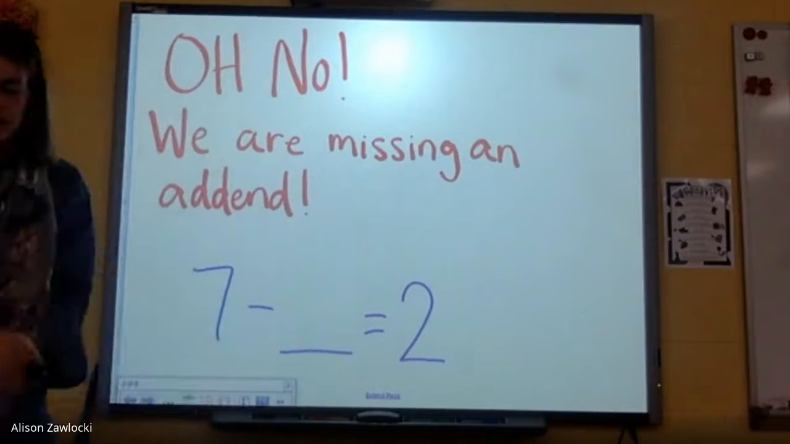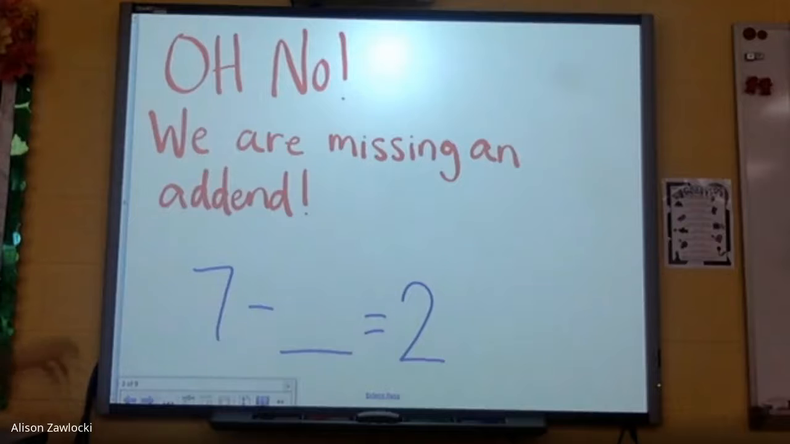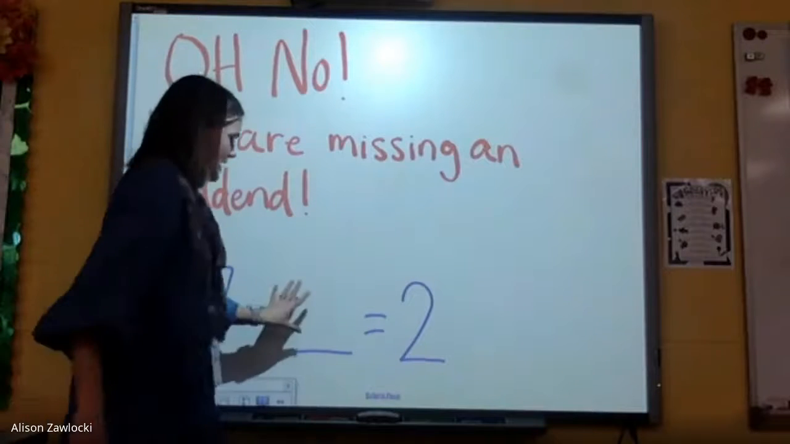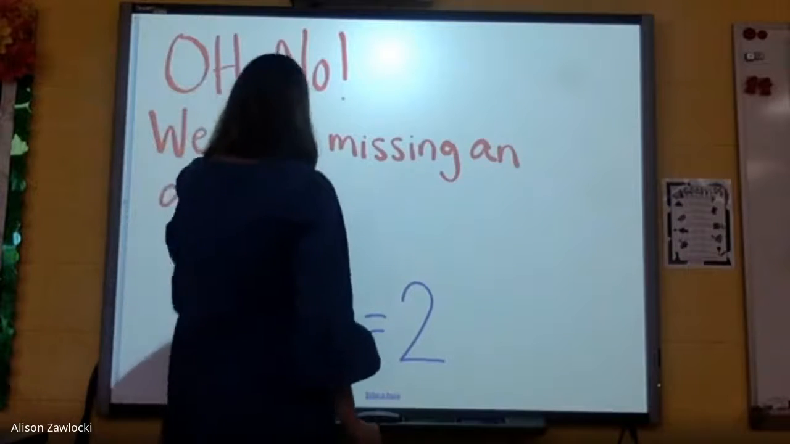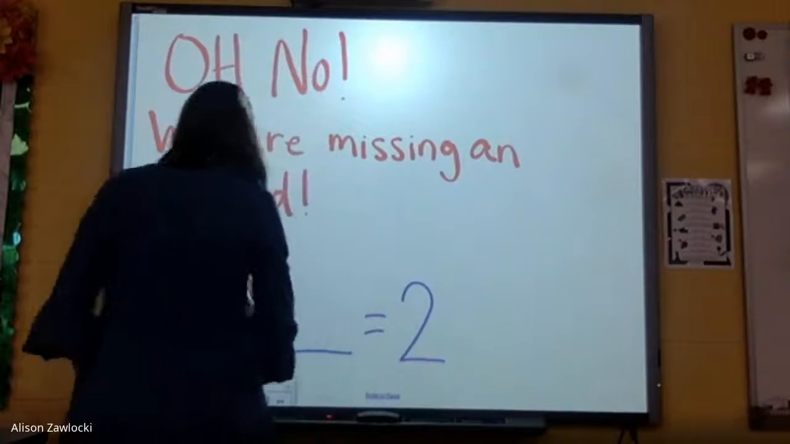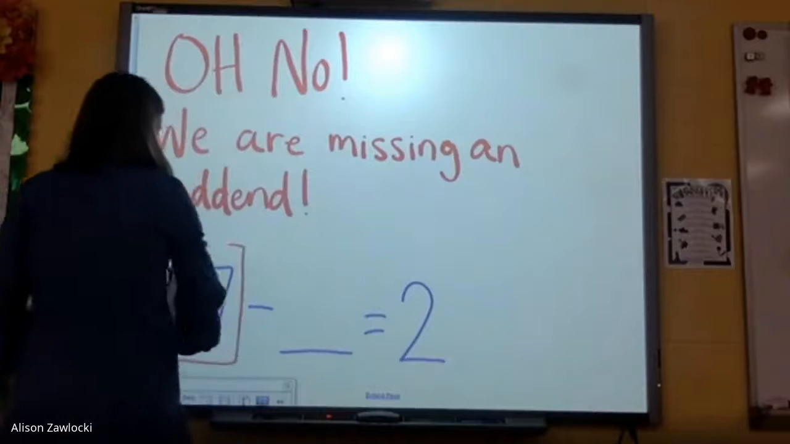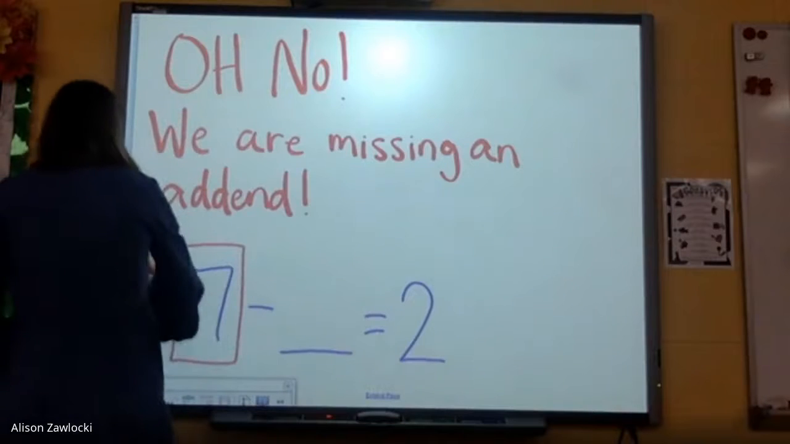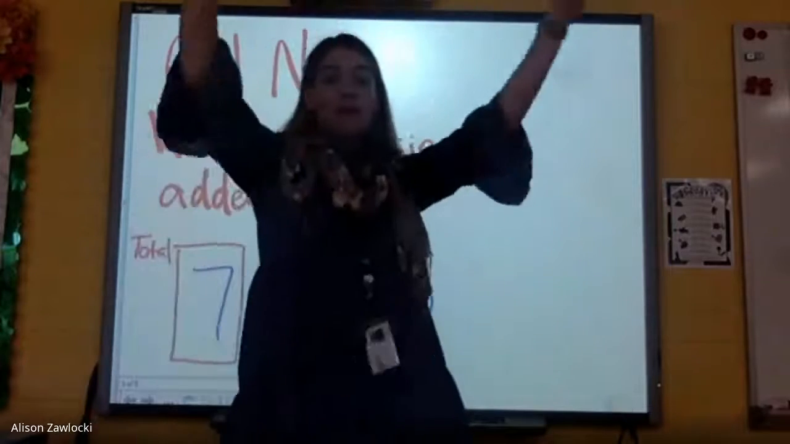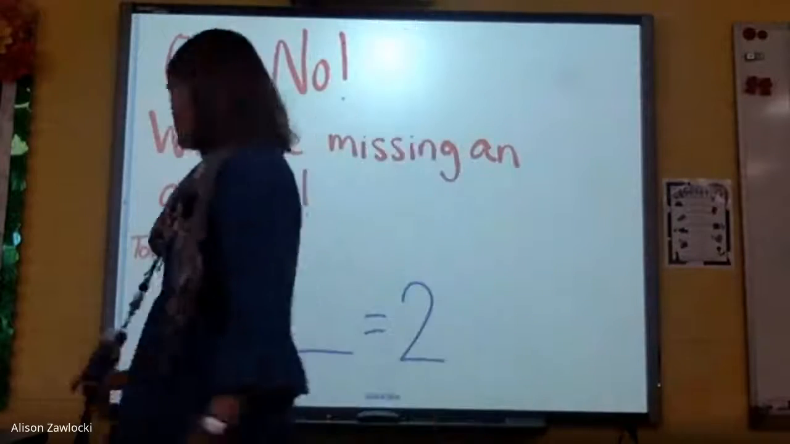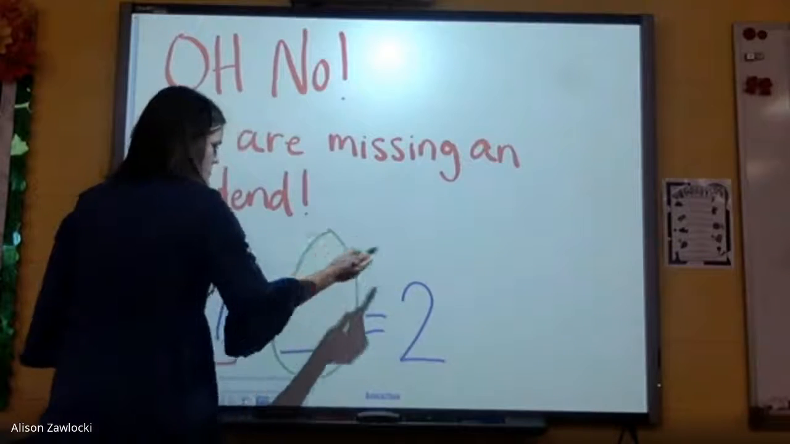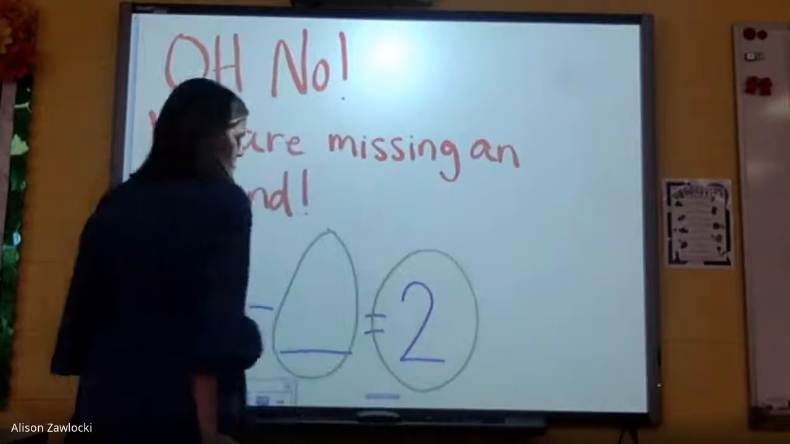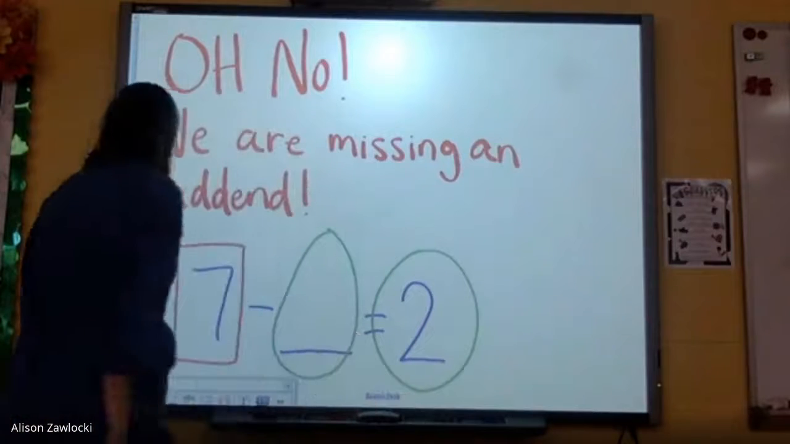So in a subtraction, thank you, Newton. In a subtraction problem, it looks like this when you have one of your parts missing. So, oh no, we are missing an addend. This right here, our biggest number, we talked about this yesterday, is our total or our whole. Our biggest number comes first. Our total comes first in a subtraction problem. Then this is a part, and this is a part in your subtraction problem. These are both parts.